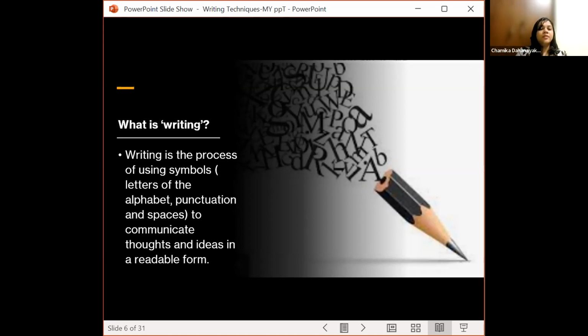Fossilization means the more you do something wrong, the more permanent it becomes in your mind. So this is unique to language and education.